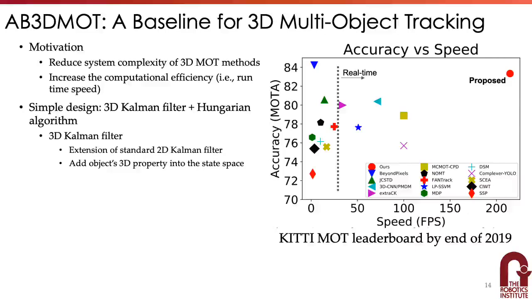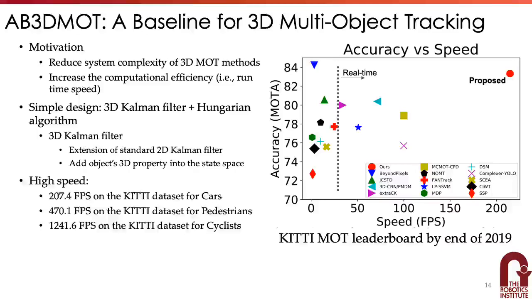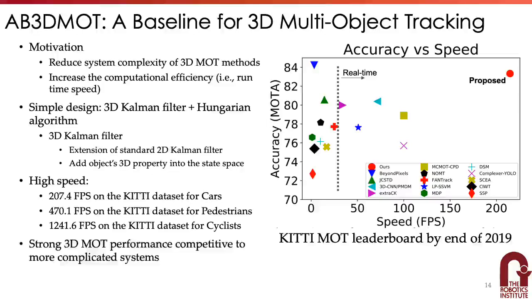Specifically, we add the object's 3D properties into the state space, such as 3D object location, speed, heading orientation, and size of the objects. Due to the simple design, our system can run at a very high speed, about 200 FPS for cars, about 470 FPS for pedestrians, and about 1200 FPS for cyclists. In the meantime, a strong performance can also be achieved, which is competitive with other more complicated systems.